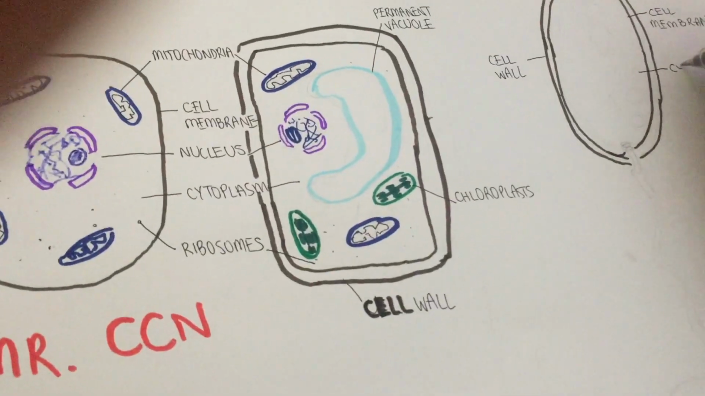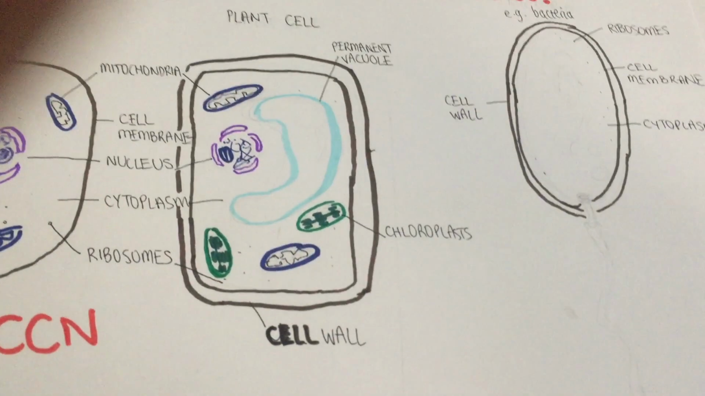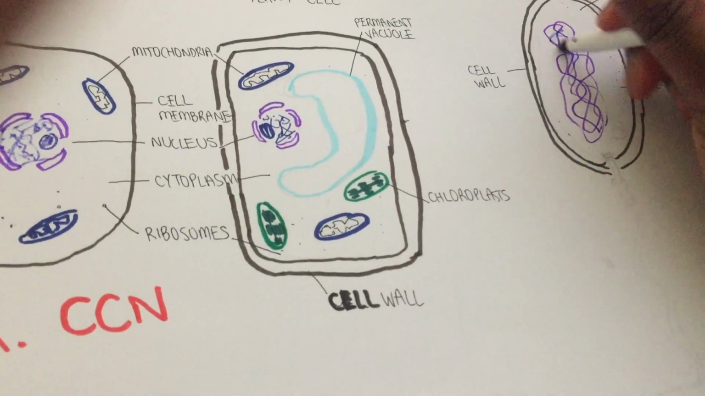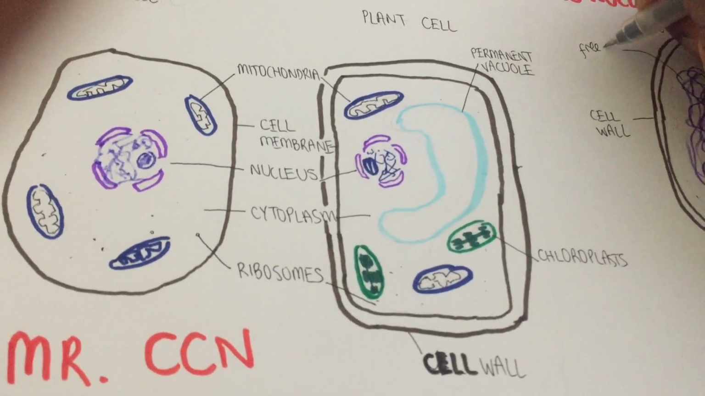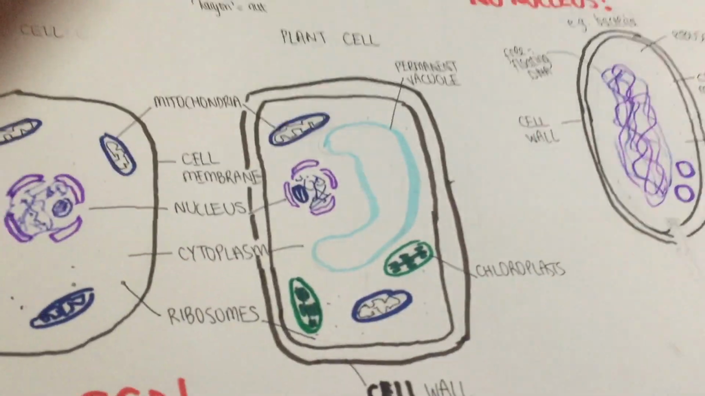Like the eukaryotes, they have a cell wall, cell membrane, cytoplasm, and ribosomes. However, as mentioned before, there is no nucleus. Instead, the DNA floats freely in the cytoplasm in the form of a single loop and round plasmids.